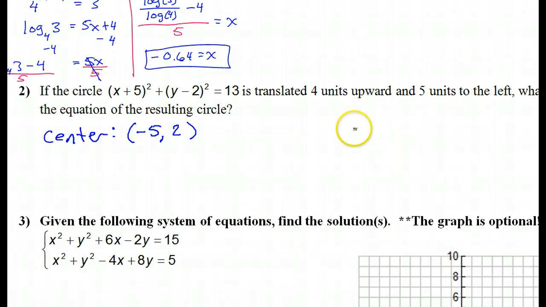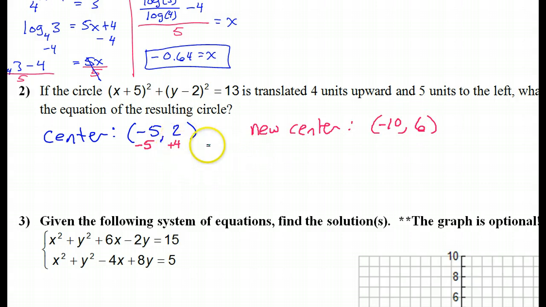Now, if I'm going to translate 4 units up, well, as far as this center goes, if I'm going to move this up 4 units, I'm going to take this y value and I'm going to add 4 to it. That'll move the center up 4. If I want to move 5 units to the left, I'm going to take the x value of the center and subtract 5 from it. So I'm going to do minus 5. So that's going to give me a new center. Okay, so my new center will be negative 10, because negative 5 minus 5, comma 6, because 2 plus 4.